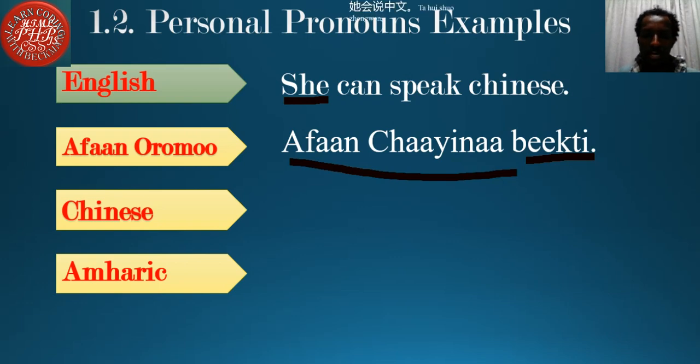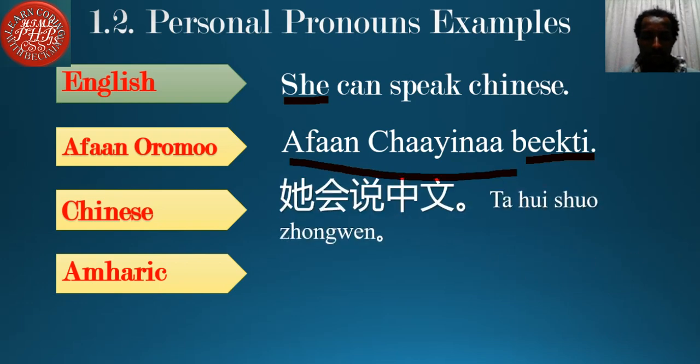In case of Chinese, you can say it like this: Ta hui shou zhong wen. Ta will be the first tone. Hui will be the fourth tone. Shou will be the third tone. Zhong will be the first tone. Wen will be on the vowel e, and we put the second tone above it when we read.